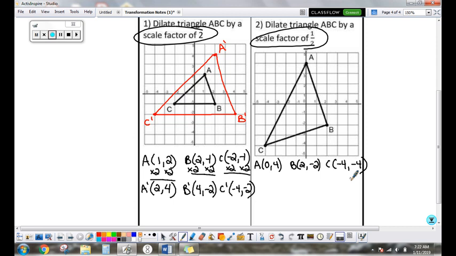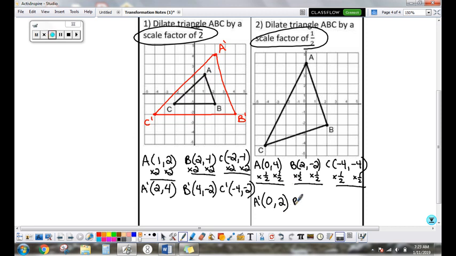So since we're multiplying by that scale factor of 1/2, I'm multiplying everything by 1/2. If it helps you, you can change these to decimals, but multiplying by 1/2 is pretty easy, especially when all the numbers are even. So I'm going to multiply by 1/2. So 0 times 1/2 we know is 0. And 4 times 1/2, well, half of 4 is 2. So A prime is at 0, 2.